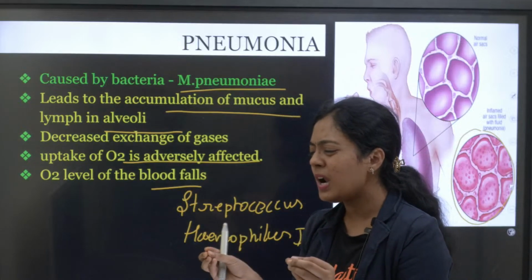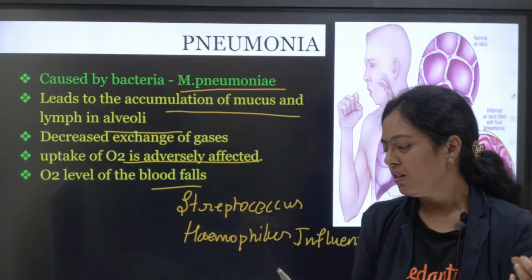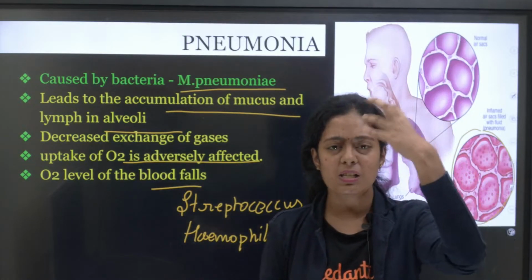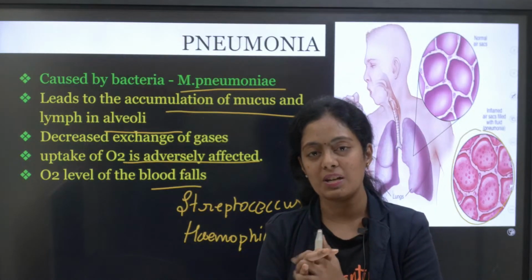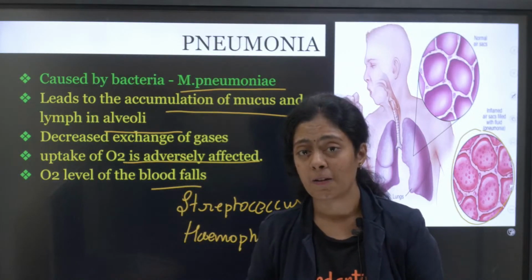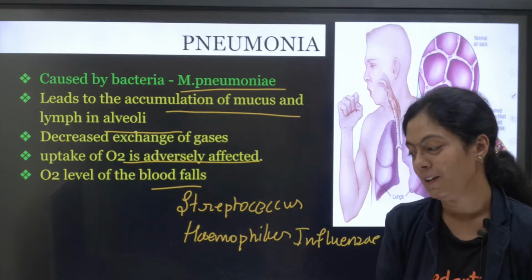Pneumonia versus cold: a common cold affects your respiratory system. Pneumonia is also kind of cold which will affect your lower respiratory system. Cold is usually viral, but pneumococcal is bacterial.